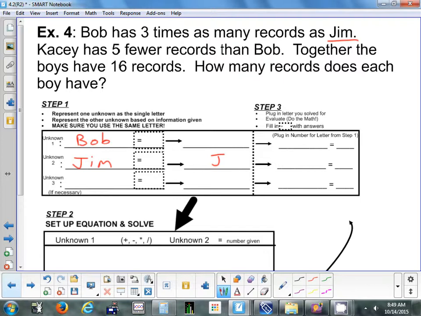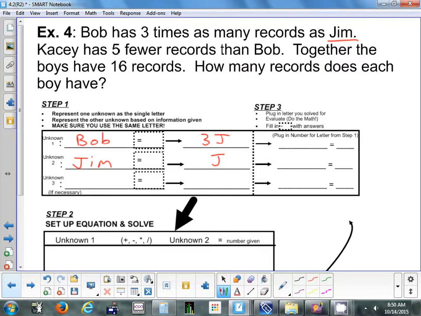And now it says Bob has 3 times as many as Jim. So if Jim has J and Bob has 3 times as much, how much does Bob have? Read that first sentence to me. What does it say? 3 times, so it would be 3J. Yeah. Bob has 3 times Jim. Jim is J. So 3 times J. All right. Any questions on that part?